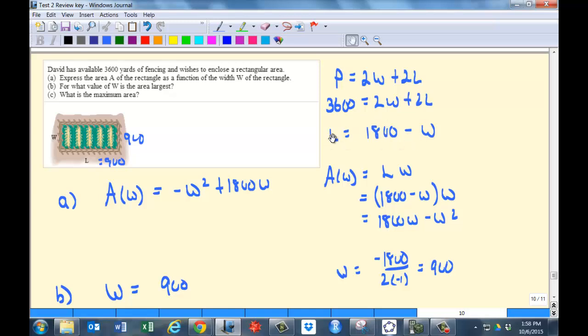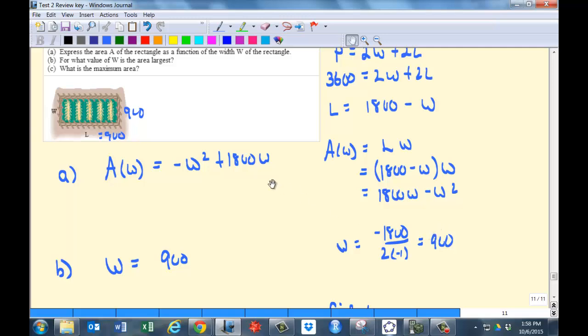Now once we get L in terms of W, then the area is just the length times the width. Well, the length is equal to this. So we plug this in for length and we get a quadratic. And again, this here is what we want for part A.